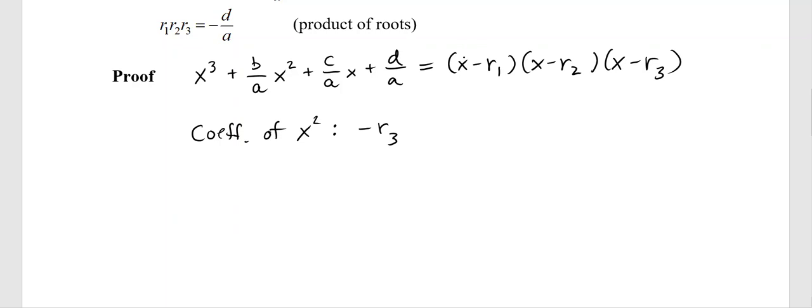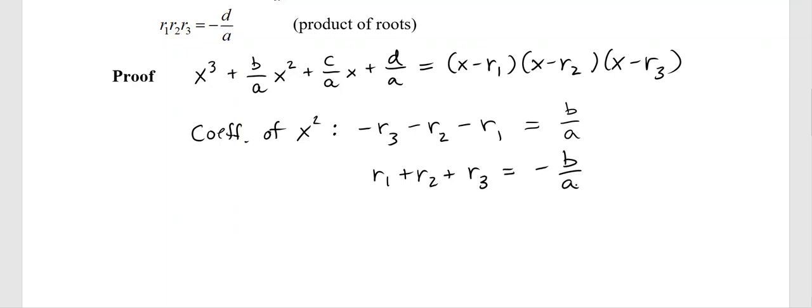But you can also select x, then negative r2, then x. So that contributes negative r2 to the coefficient. And you can select negative r1, then x, then x. So that contributes negative r1 to the coefficient. So that tells us that this is equal to the coefficient of x squared on the left, which is b over a. And if I divide through by negative 1 and rearrange, I get one of Vieta's formulas above for the sum of the roots.